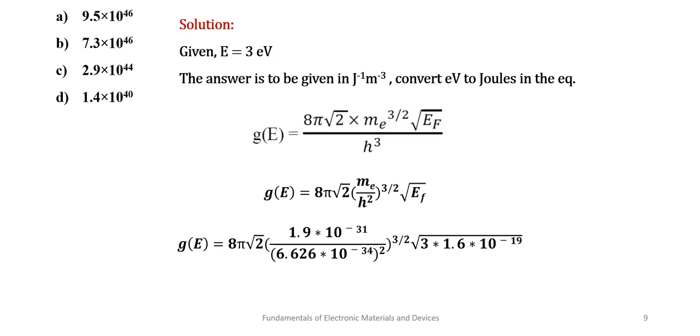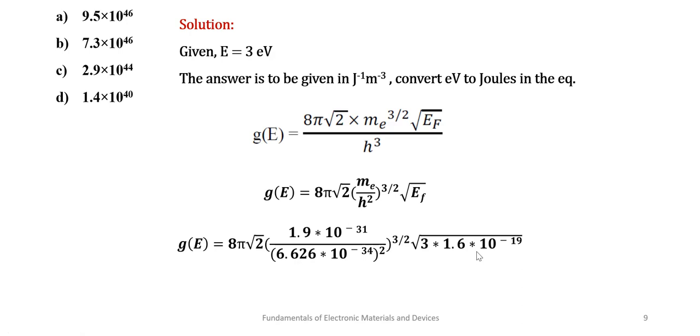Is this the same substitution you are using? This is a cube actually, it's not square, it's cube here. The other thing is you have to convert this electron volt into joules while solving these kinds of questions, because your final answer is in joule inverse per meter cube. So basically you have to convert this electron volt into joules.